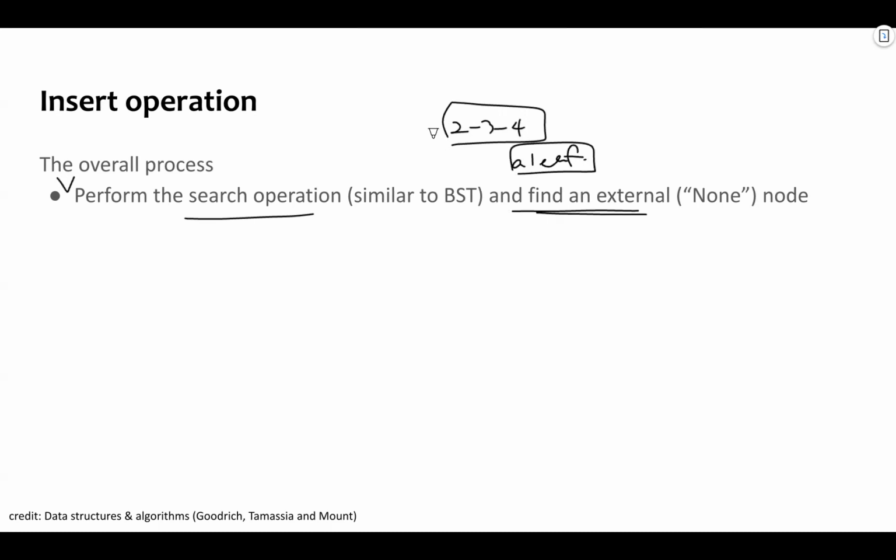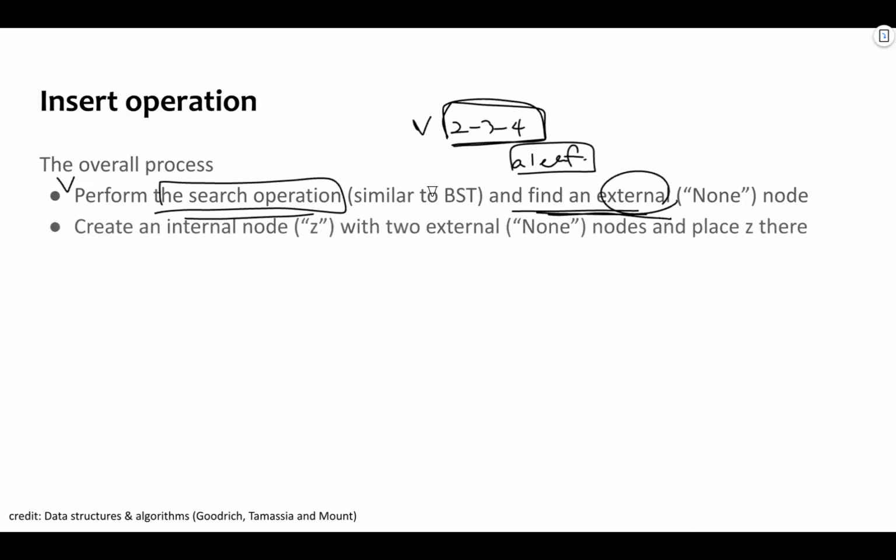And because we did that for 2, 3, 4 trees, we're going to do a similar thing. We're going to do a search operation to the bottom and find an external node. And this external node is at the bottom of this red-black tree, or the corresponding 2, 3, 4 tree has it on the bottom. And what we are going to do is create an internal node. Let's say Z is what we want to create with 2 external nodes and place Z there.